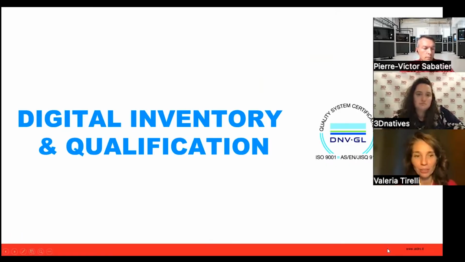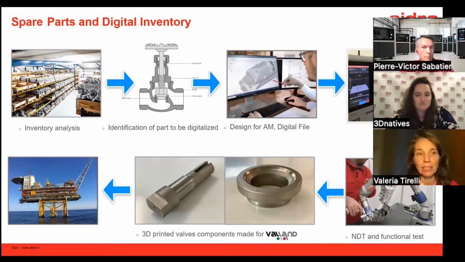In particular, digital inventory is a huge project, and in the next slide you will see an example of what is really necessary to do to build a digital inventory and digitalize spare parts. This was a case study we made together with one of our customers for an oil and gas valve. We started with the analysis of the inventory, the actual physical inventory of parts. We identified which parts can be digitalized, and then we produced a digital file, the design for additive manufacturing.